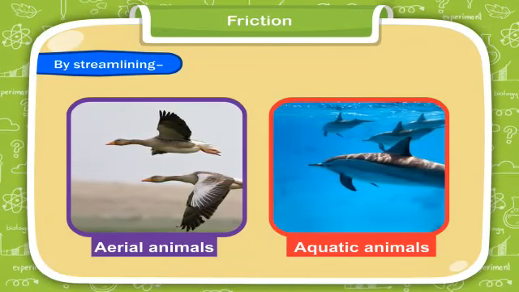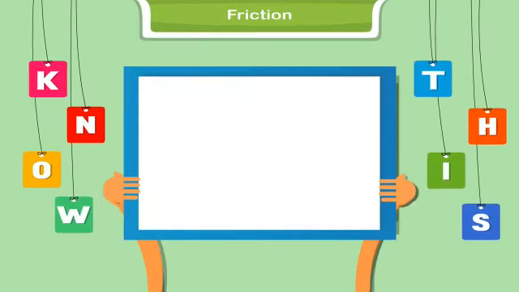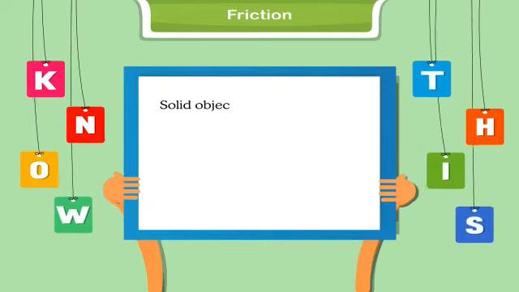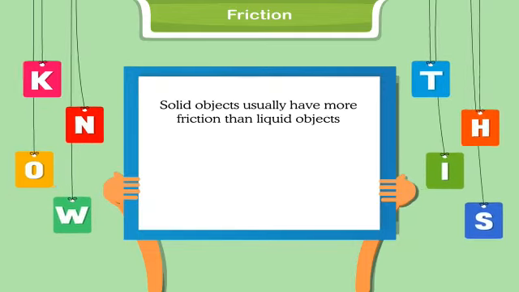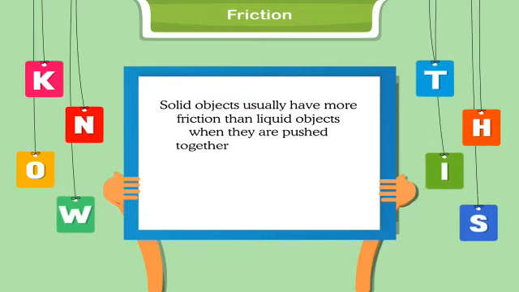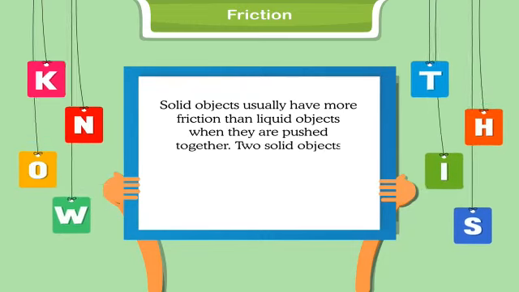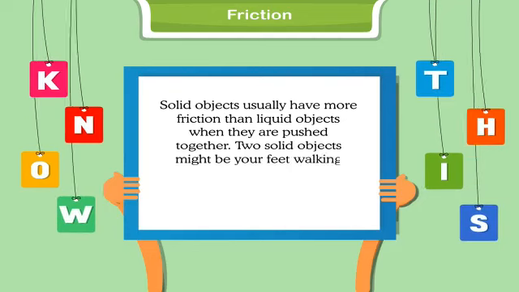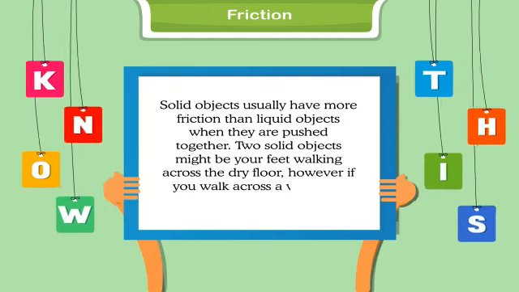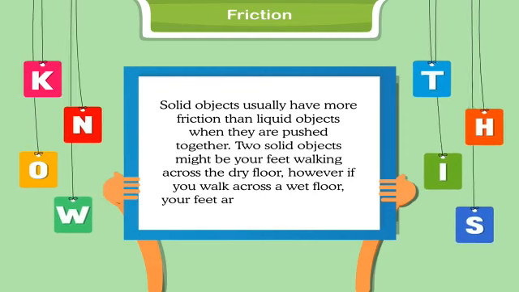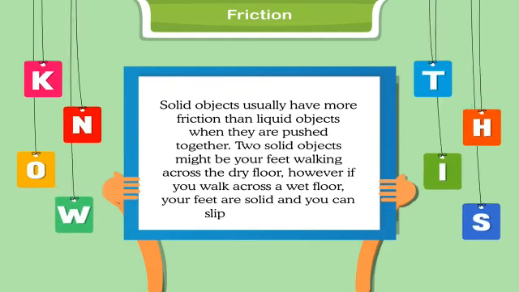Know this: solid objects usually have more friction than liquid objects when they are pushed together. Two solid objects might be your feet walking across the dry floor. However, if you walk across a wet floor, your feet are solid and you can slip on the liquid.